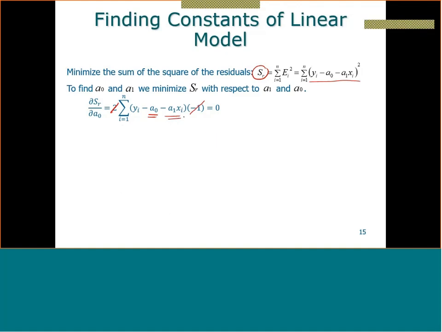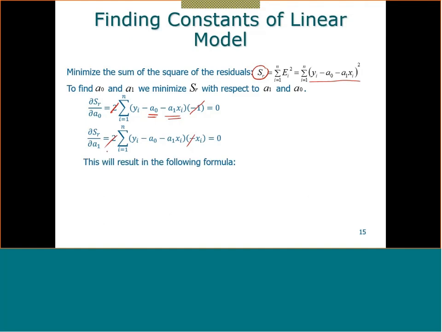Now let's do the other one, which is taking the partial derivative with respect to a1. I think there's a typo in the notes that you have. This has to be a1, not a0. Again, it becomes 2 times what is inside the bracket times the derivative inside the bracket with respect to a1, which becomes -xi. Again, the minus sign and the 2 can be taken out. So now we will have these two formulas.